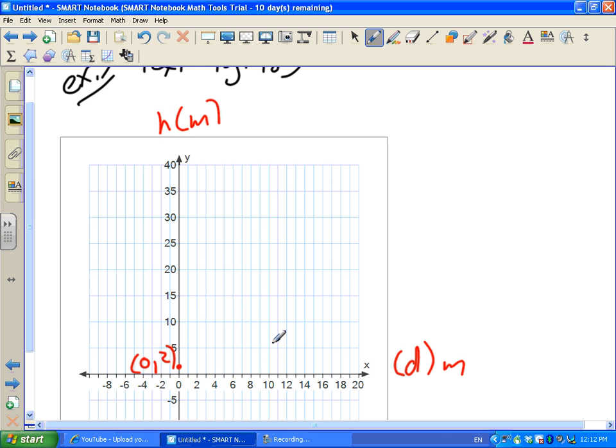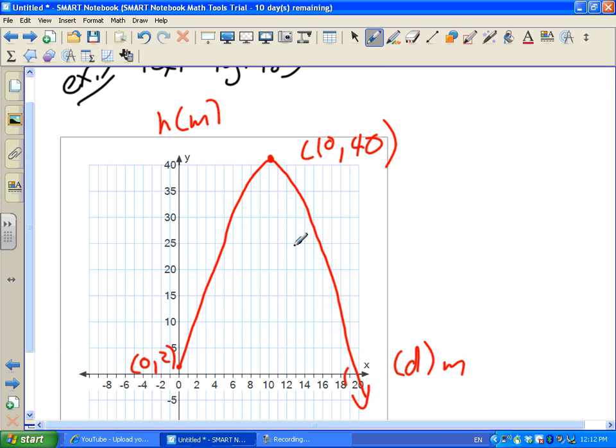They also told us that the highest point is 40 meters in the air, and at that point it's 10 meters away in distance. So they're talking about our vertex, which is at (10, 40). So we know our firework does something like this. Comes back down. We don't know where it crosses our x-axis there. So we've drawn the flight path of this firework.